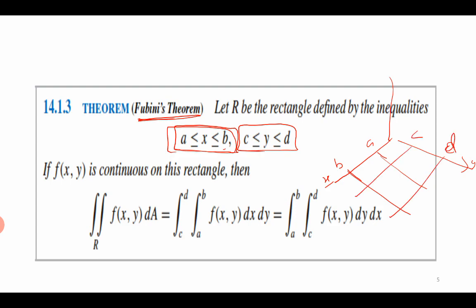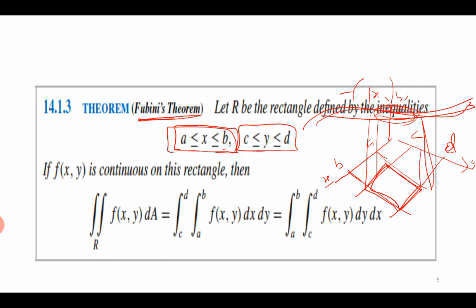See, all four constants give you a rectangular surface, and f of x y is a surface given here. So over this rectangular surface, we are going to find the volume bounded by this surface, that is equal to f of x y. Simple. So when all the limits are constant, the dA can be either dx dy or dy dx. You can flip the integration.